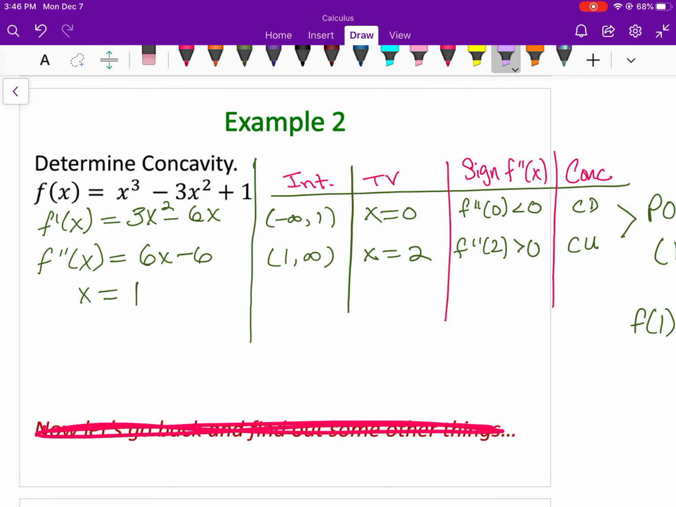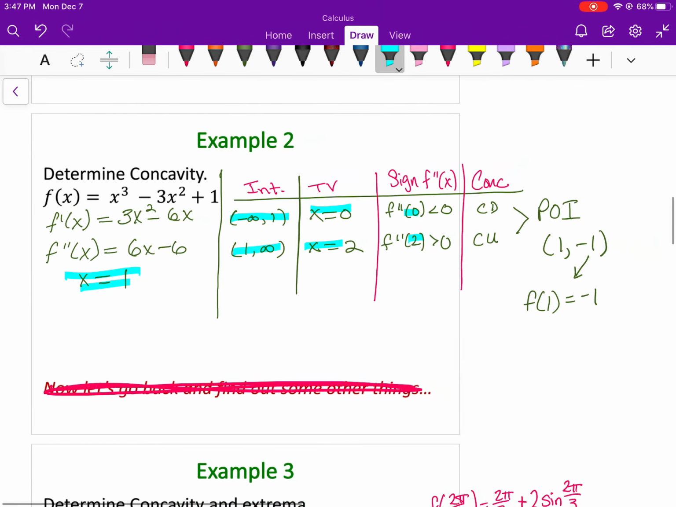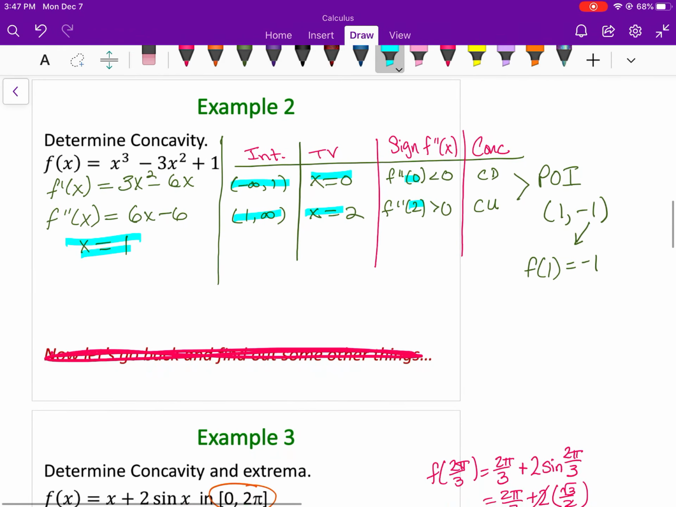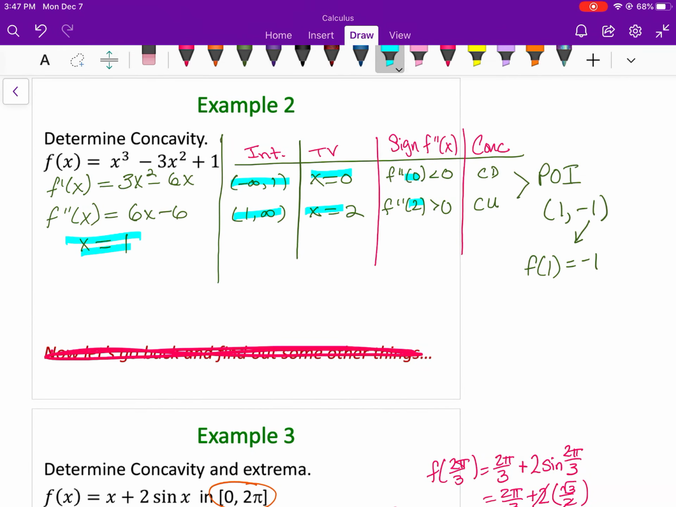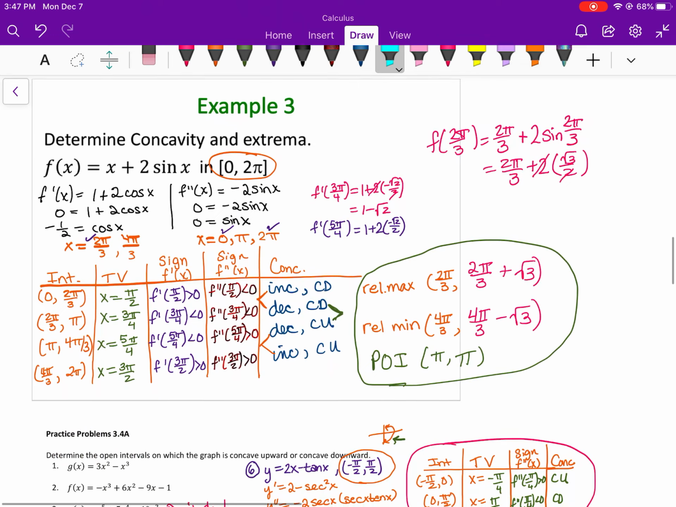All right, example 2, we did our first derivative, we did our second derivative, we set it equal to 0. Right here, from there we did our intervals, we did test values, we plugged those into the second derivative, we determined concavity and the point of inflection. On example 3, same story.